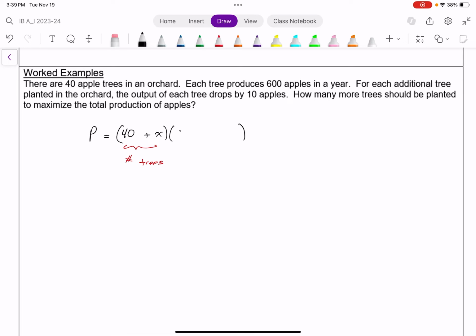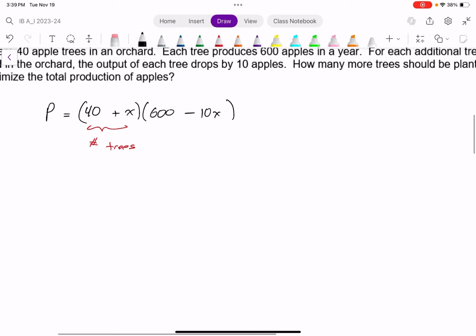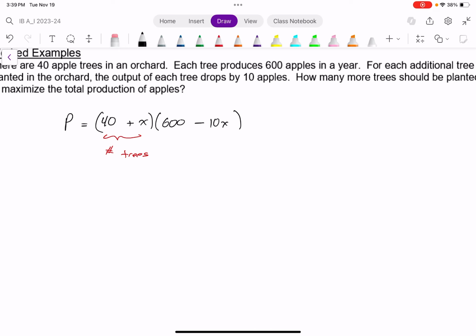And each tree produces 600 apples, but for every extra tree we add, that actually goes down. It goes down by 10 for each tree. So 600 minus 10 times x represents the number of apples per tree. And so notice when x is 0, if we don't plant anything extra, it's just 40 times 600. As we plant more trees, we have more apples being produced, but at some point when we plant too many, they'll crowd each other out so much that it'll actually become counterproductive. So I want to maximize this.